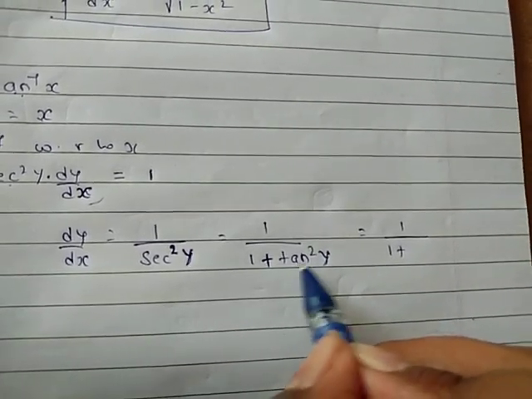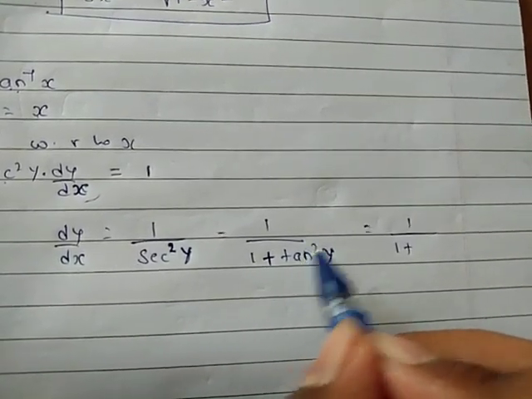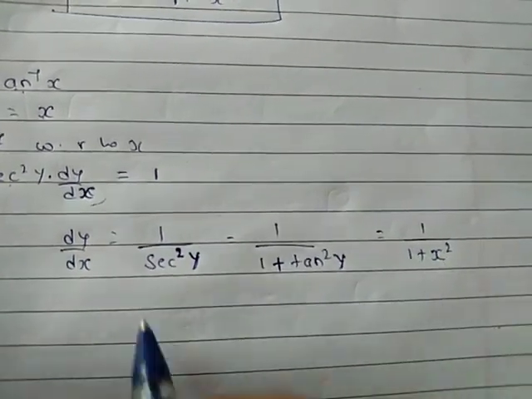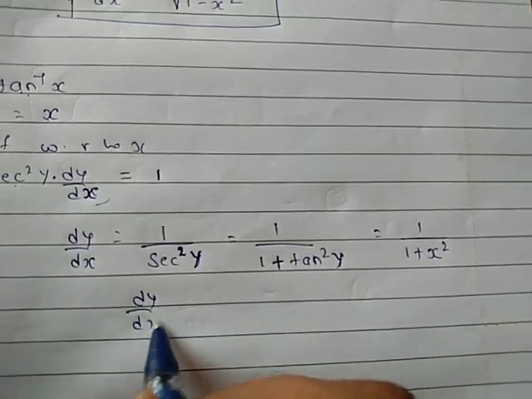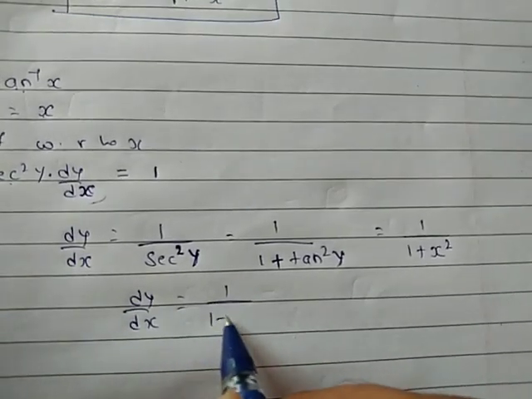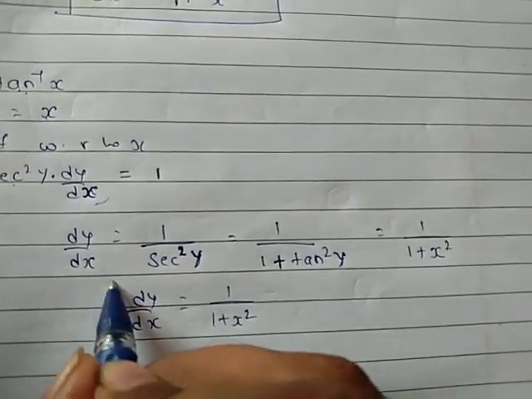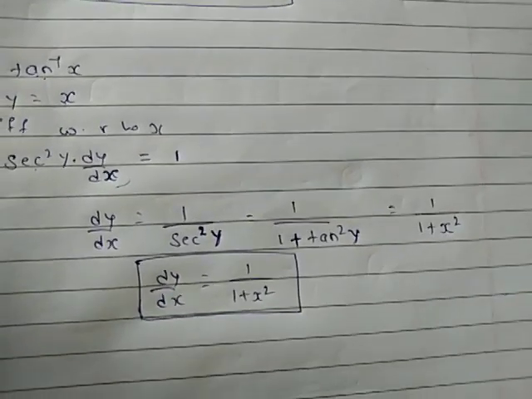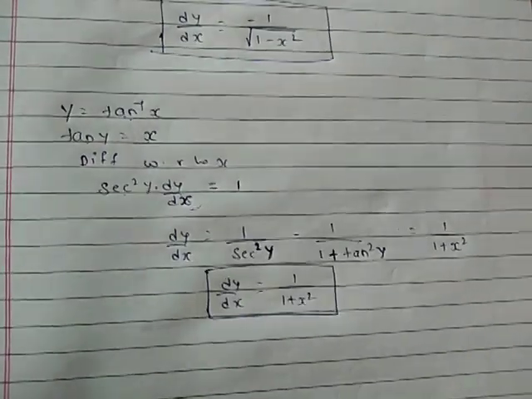So what is the value of tan y? It is nothing but x. What is the value of tan square y? It is nothing but x square. So 1 divided by 1 plus x square. So dy by dx is equal to 1 divided by 1 plus x square, which is the required standard derivative of the tan inverse x function. Pause the video to note it down.